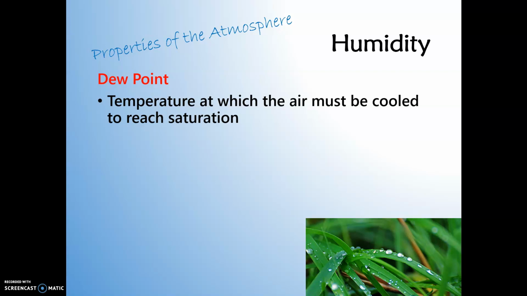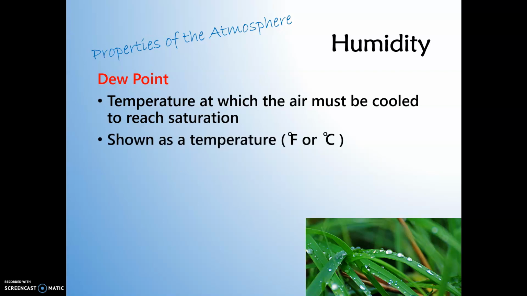You've noticed that sometimes in the morning, dew will form on the grass. Well, that's because you have a set amount of water vapor in the air, and that doesn't change. But what does change is the temperature. It cools down to the point where there is not enough space between the molecules for the water to actually stay suspended. And so the water will clump together and attach to surfaces like grass.